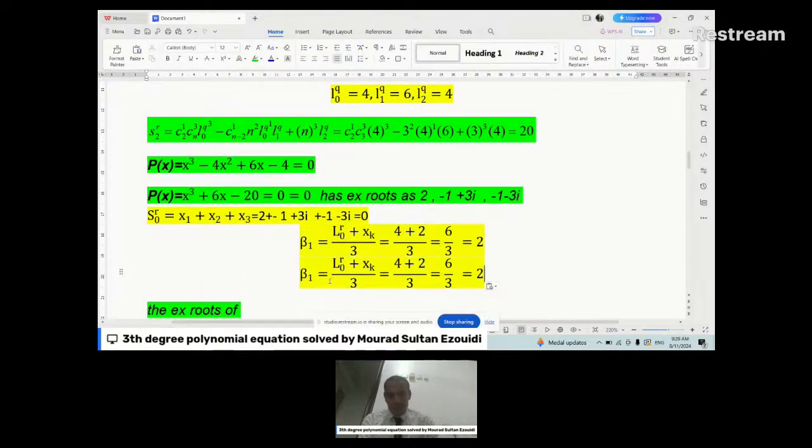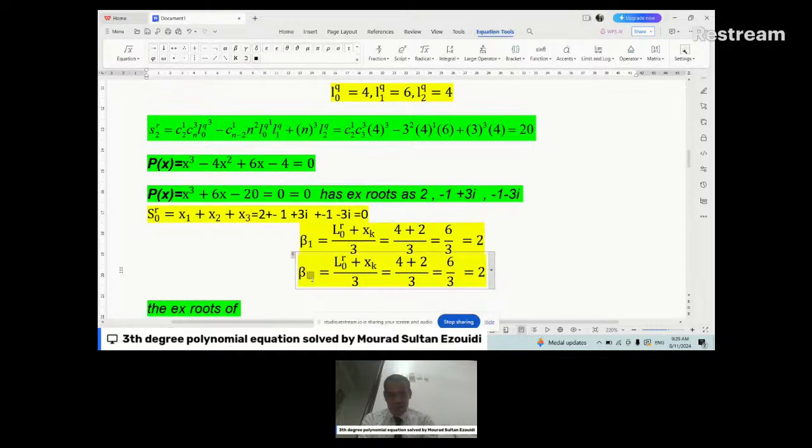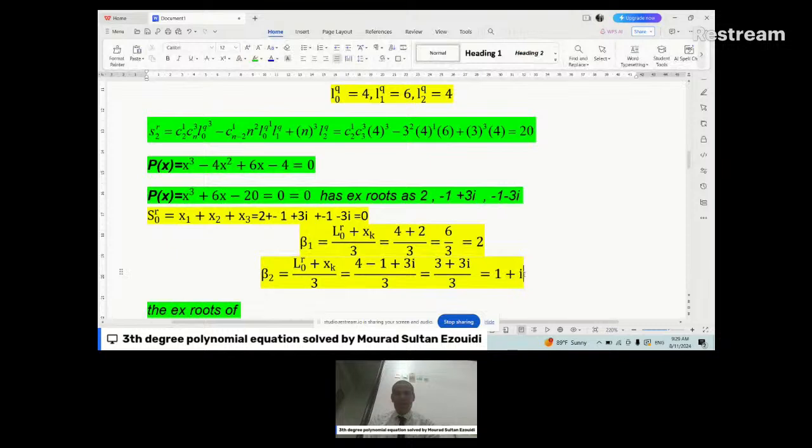Second root I will label as beta subscript 2. It is (4 plus negative 1 plus 3i) divided by 3, of course. Plus minus is minus. So it will be 4 minus 1 is 3, plus 3i, divided by 3, which will give you 1 plus i. This is the second root.